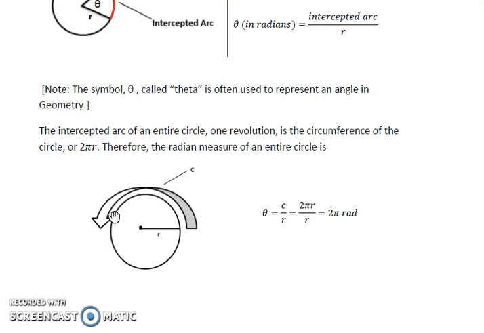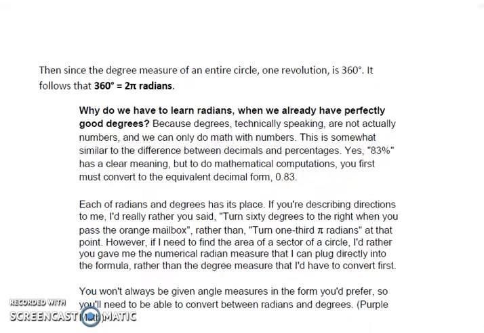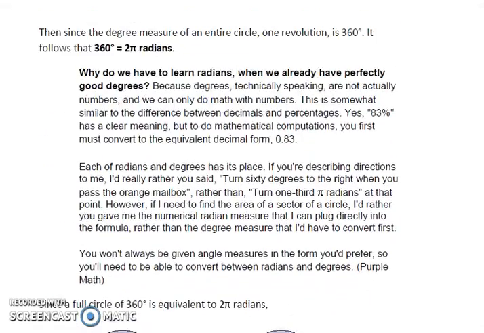Therefore, the radian measure of the entire circle would be the ratio of the intercepted arc, which is the circumference, over the radius of the circle. So we get 2 pi r over r, which then reduces to 2 pi radians. So the whole circle has radian measure 2 pi. Then, since the degree measure of an entire circle or one revolution is 360 degrees, it follows that 360 degrees equals 2 pi radians.